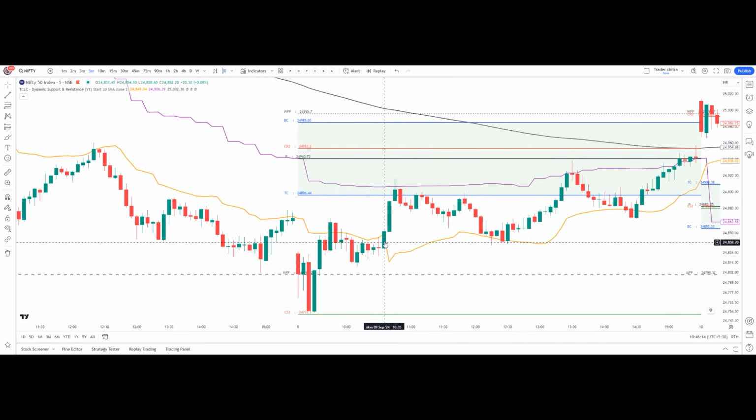Once we get any green candle above this level, we got a long trade, keeping the low of this candle as stop loss. High, we can enter into the long trade. What will be our target? CPR or our major resistance level.